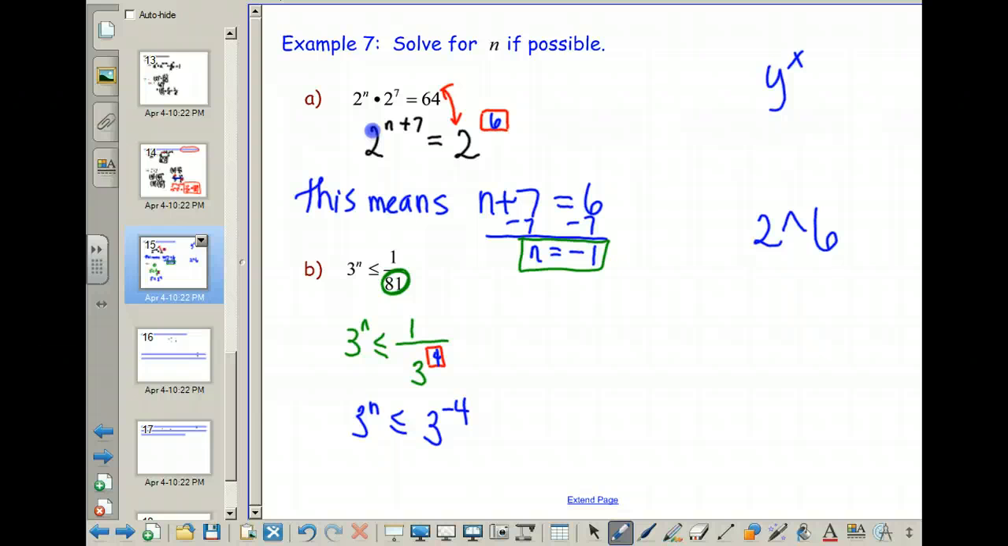So I'm just using the property in reverse. I'm pulling it back up to the numerator and then make my exponent negative. Okay? So then this becomes very much like it was on this problem at this point. I've got the same base on both sides. So I can now focus exclusively on the exponents, n and -4. And the symbol just carries straight down, just like the equal symbol did right here, right?